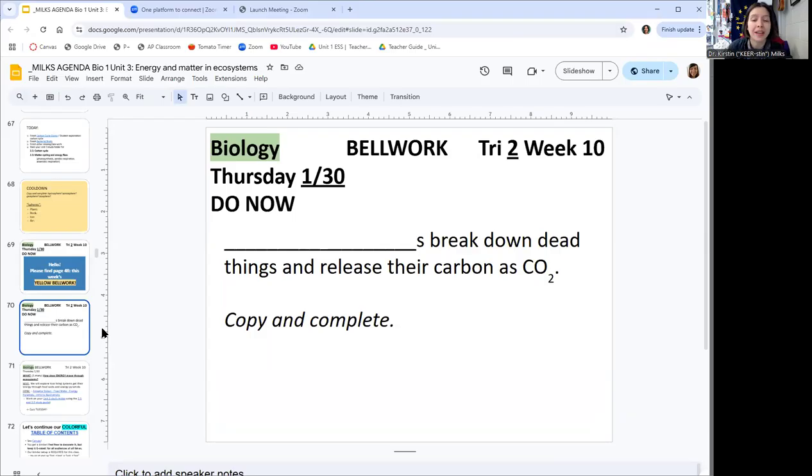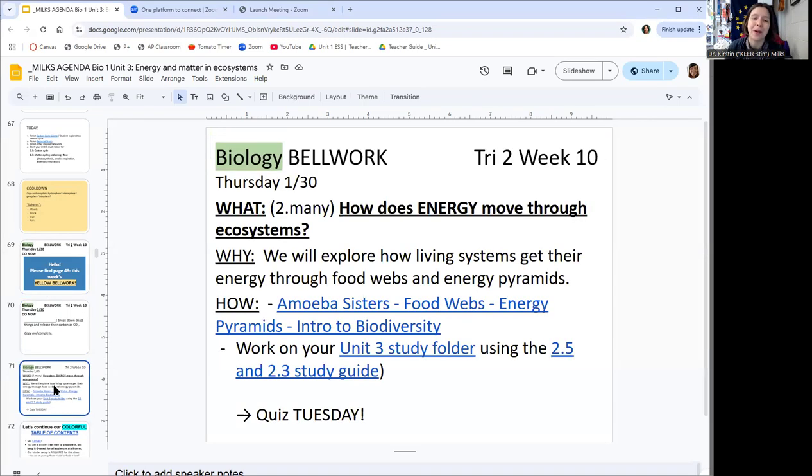What type of organism breaks down dead things and releases their carbon as CO2? You'll be able to find this in the photosynthesis and cell respiration POGL, as well as in today's assignment if you don't remember. So you can just write it out, leave it blank, and come back and take care of it on your bell work.